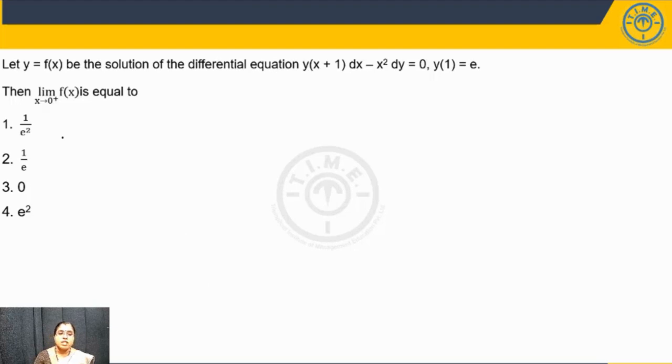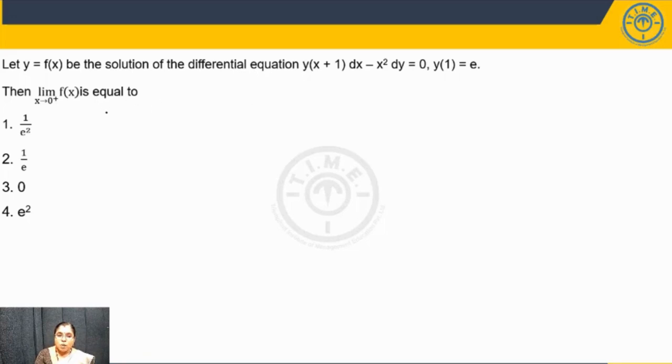The question is, let y equal to f of x be the solution of the differential equation y(x + 1) dx - x² y dy = 0. So y of 1 is given to be equal to e, and we have to find the limit as x tends to 0+, that means the right hand limit, of f of x. So this is what we have to find out. So let's just rearrange this.